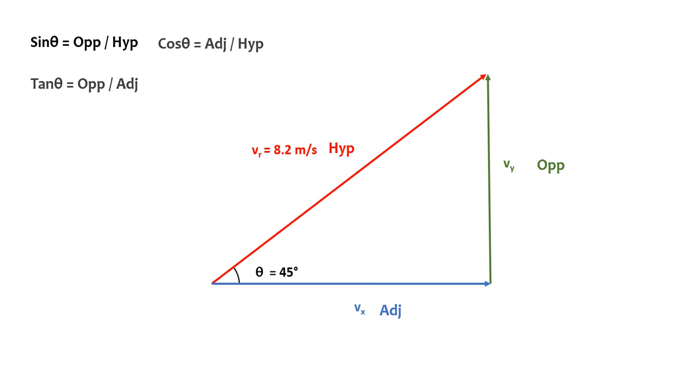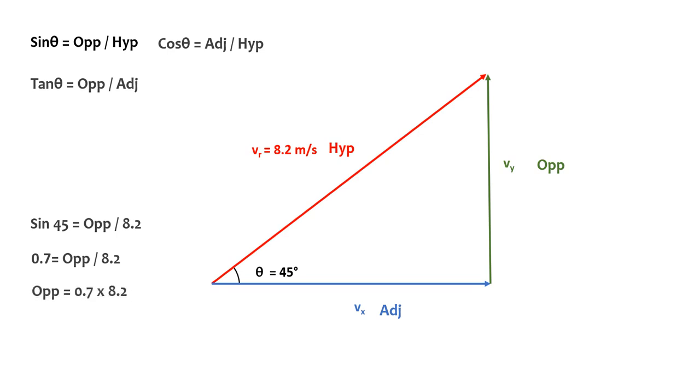So let's plug in what we know into our equation. We know that theta is 45, we know that the hypotenuse is 8.2, and we need to work out the opposite side, that's the vertical velocity. So we rearrange our equation. I've done the sine of 45 here first. Forgot I did that, apologies. So if you just type in 45 into your calculator and hit sine, that will give you 0.7, rounded to one decimal place here.